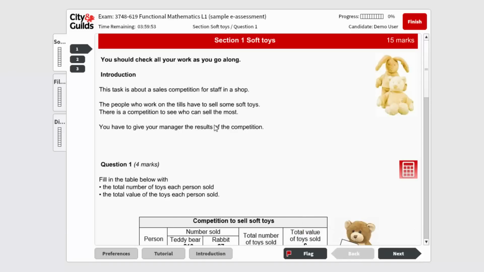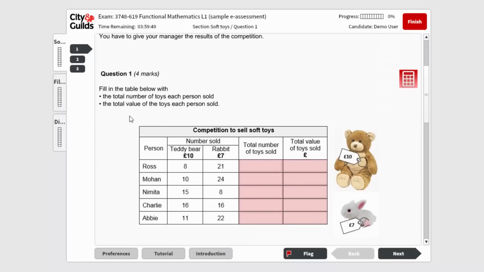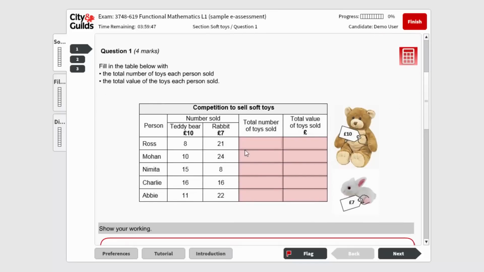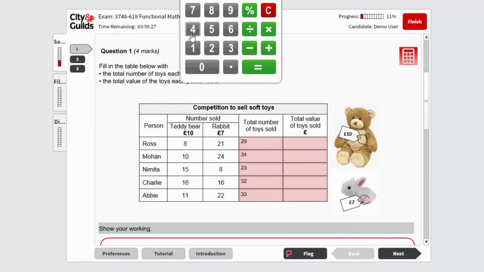So here we have the first question. It's a question about a sales competition for staff in a shop. People who work in the shop have to sell a number of toys, and below we have a table which tells you the cost of the toys and how many were sold. The first question just wants you to fill in the total number of toys that each person sold and the value of the toys that each person sold. So all we're doing for the first column is just adding the two numbers together. So 8 and 21 is 29, 16 and 16 is 32, etc.